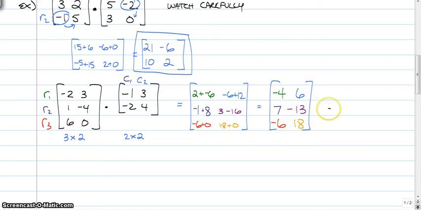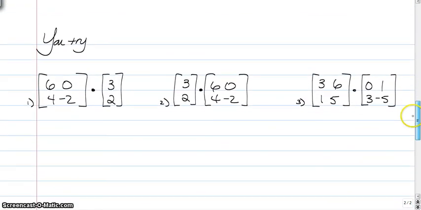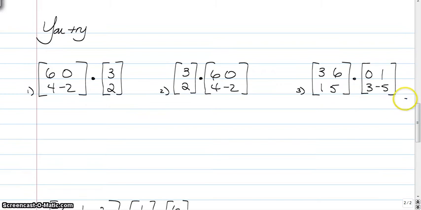So we get 18. Okay, so I know it's a little bit confusing. You might want to pause, rewind, watch it again, but that's how you multiply matrices. Okay? Alrighty. So now why don't you give these 3 a try, pause it, and I will go through them step by step for you when you're ready.